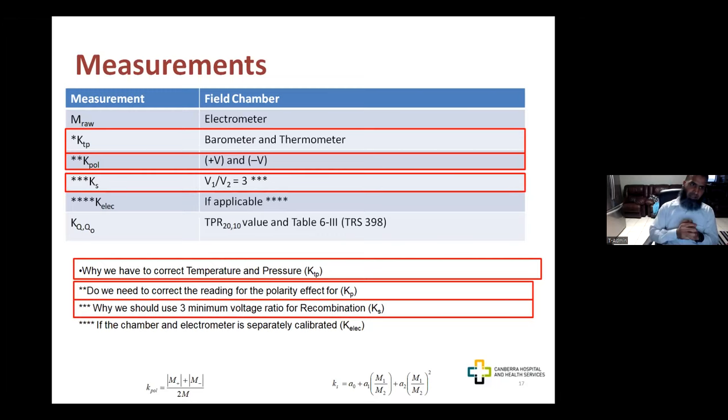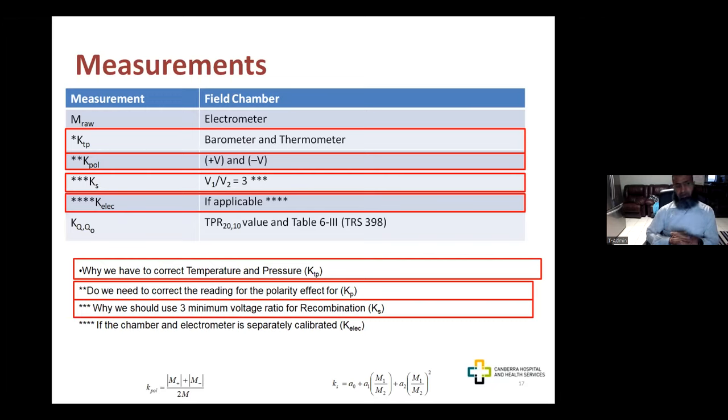Another thing is actually your K-elec, which is the electrometer factor. Normally when you send your chamber for calibration, these chambers are calibrated in one single package, so the electrometer and your chamber are one package. So this is calibrated together. And if it is calibrated together, you don't have to correct it. But if it is calibrated separately, then you have to correct it.